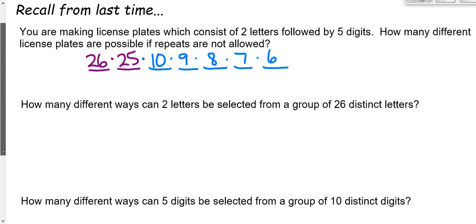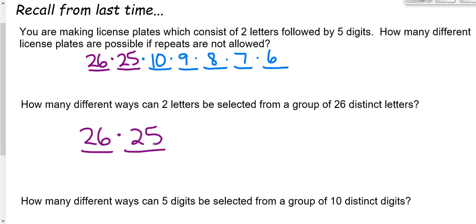So I'm modifying the question a little bit. How many different ways can 2 letters be selected from a group of 26 distinct letters? So that's like the first part of the license plate. You're only selecting 2 letters. You have 26 to start with, and then you have 25 left. Okay, do you see how that looks like a partial factorial?